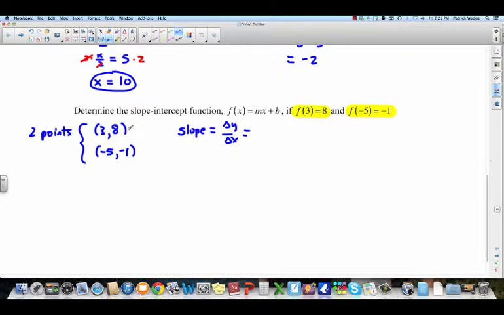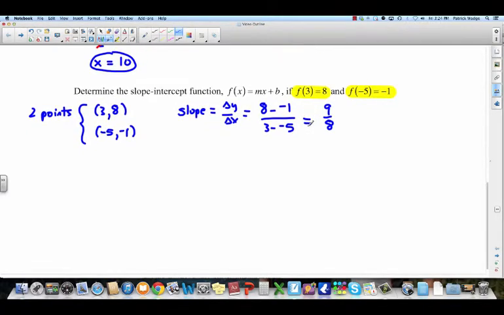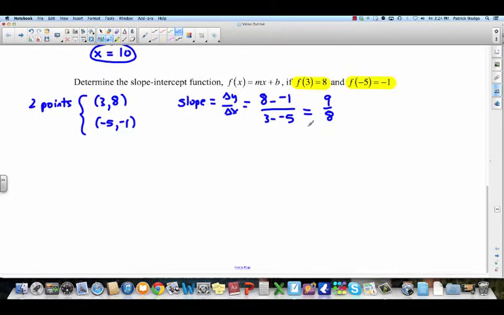So take a look at these points, take the y values and subtract them. I'll do 8 take away negative 1. And if I'm going to do it in that order, I have to do 3 take away negative 5. That gives us 8 plus 1, so you get 9. And 3 plus 5, you get 9 over 8. What an awkward slope. I just made this question up and didn't check it before doing it. So I'm sorry, it's going to be a rotten answer, but it still works.